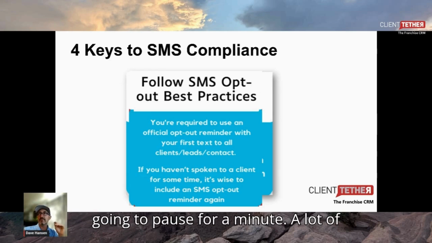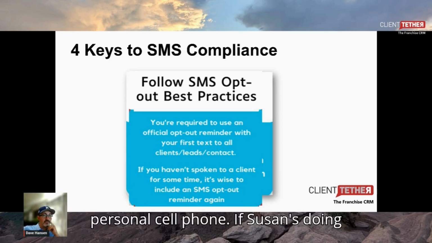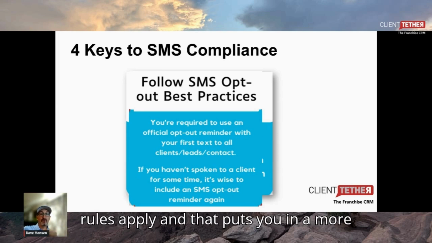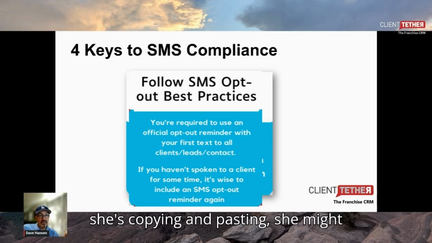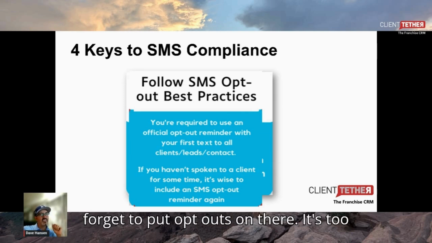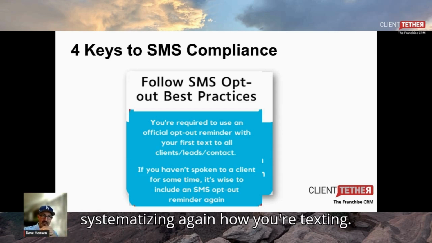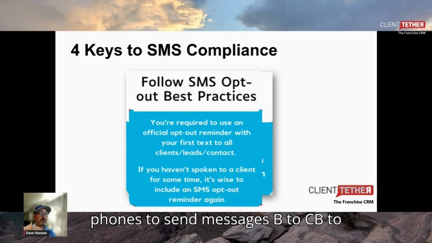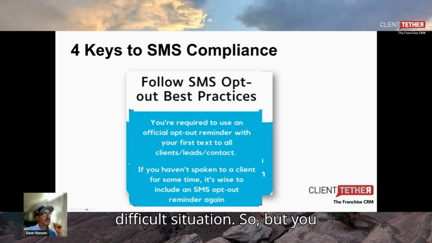And I'm going to pause for a minute. A lot of folks that I've talked to say, well, it doesn't matter because Susan is texting my leads from her personal cell phone. If Susan's doing that on behalf of your business, these rules apply, and that puts you in a more dangerous spot, right? Because Susan might do whatever the heck she wants. Even if she's copying and pasting, she might forget to put opt-outs on there because it's too long. Guess what? Now you're not compliant. So make sure you're systematizing how you're texting. Don't have team members using personal phones to send messages B to C, B to B. That's putting you in a difficult situation.